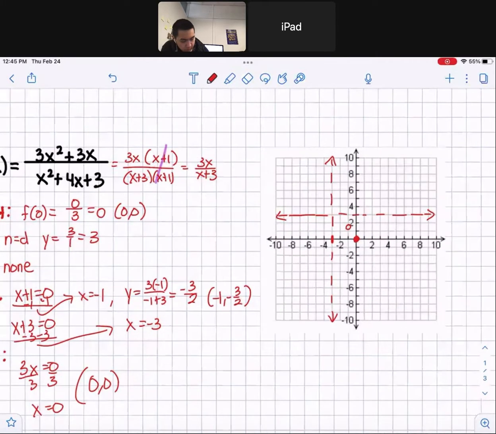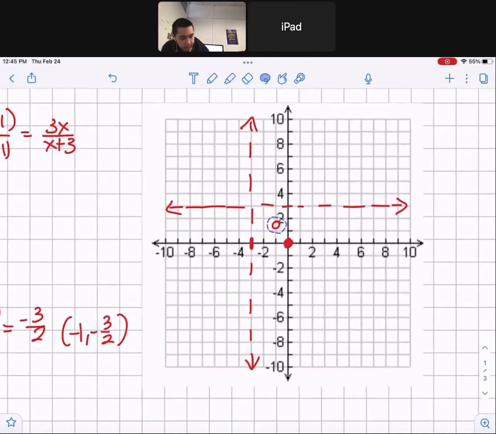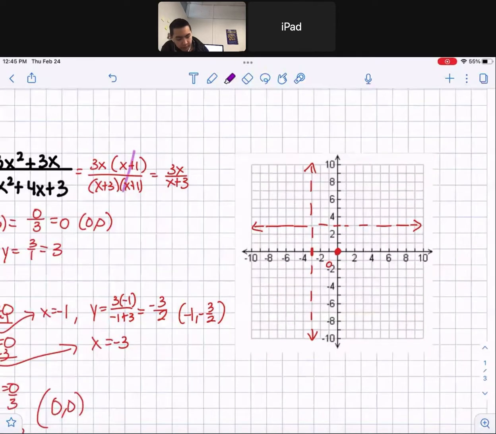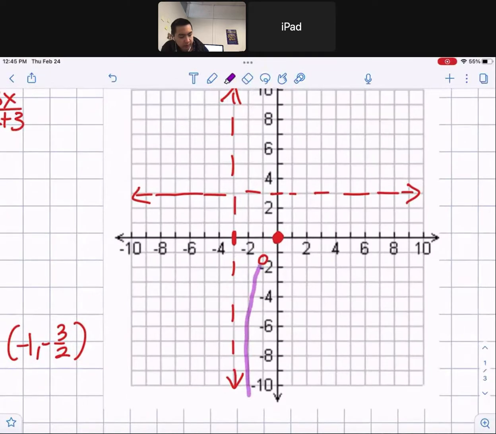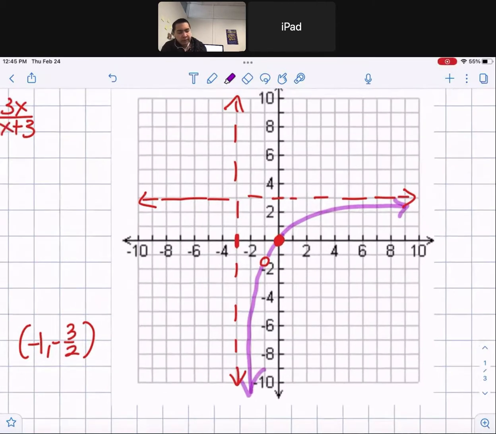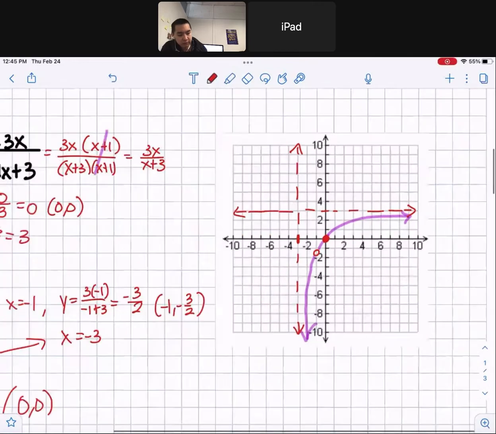So -1 comma -3 halves. I forgot, you guys, this hole has to be -3 halves, so it's actually down there. Okay, so we can graph this part, you guys. Now the problem is we need to find a test point on the left-hand side of the vertical asymptote, because we don't even have a point on that side of the vertical asymptote, right?